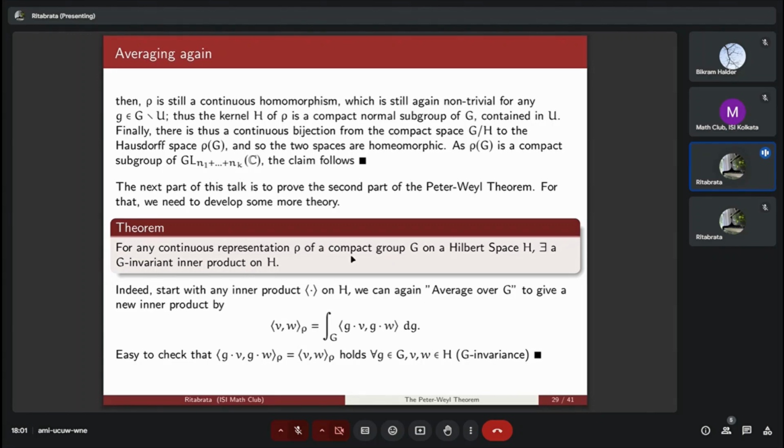So the next part of the talk is to prove the second part of the Peter-Weyl theorem. That is the multiplicity question: how many times a particular simple part occurs. So we need to develop some more theory for that.